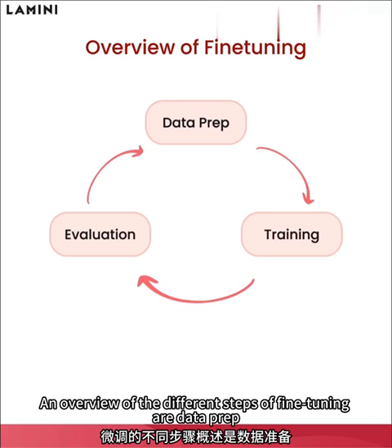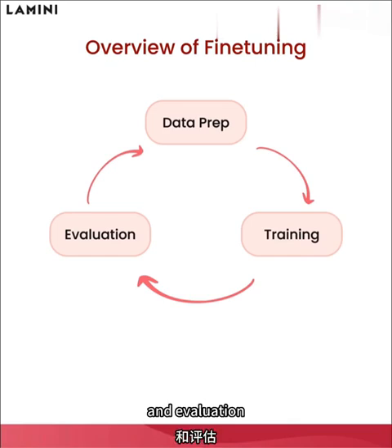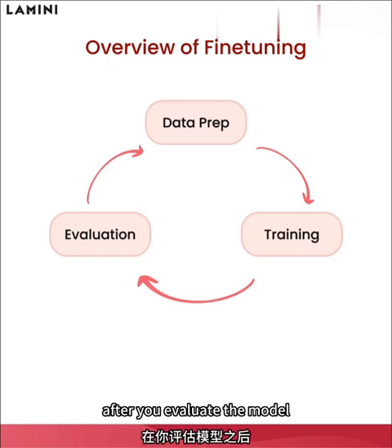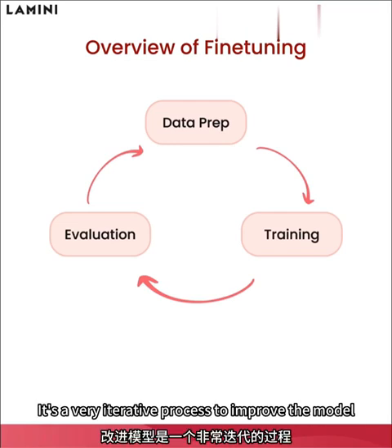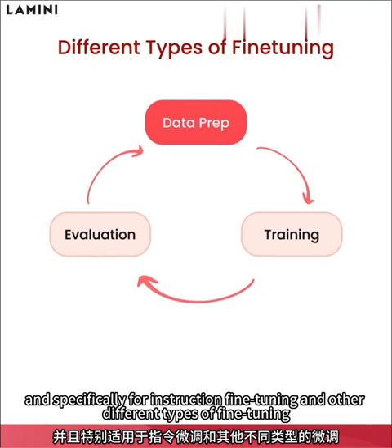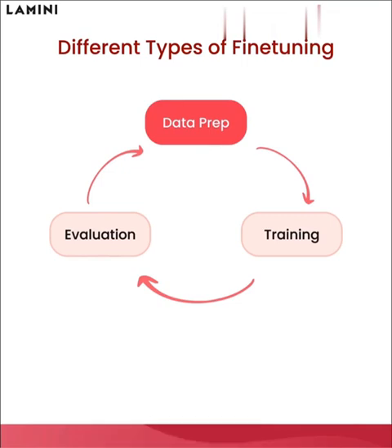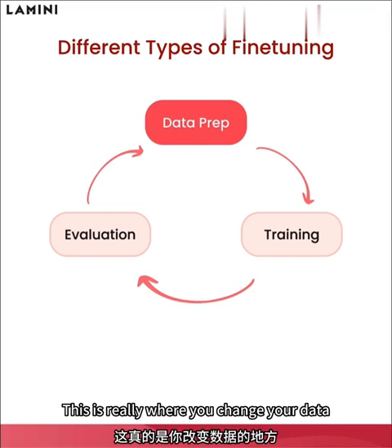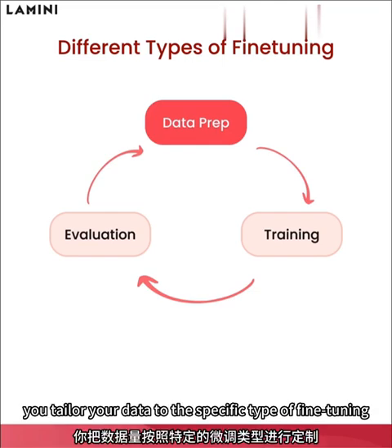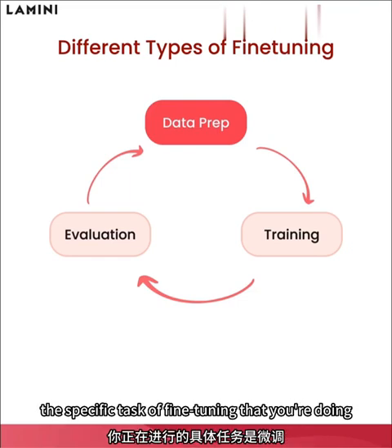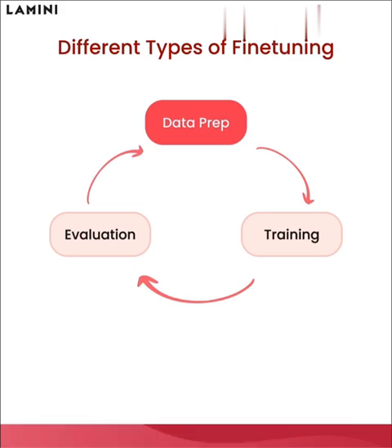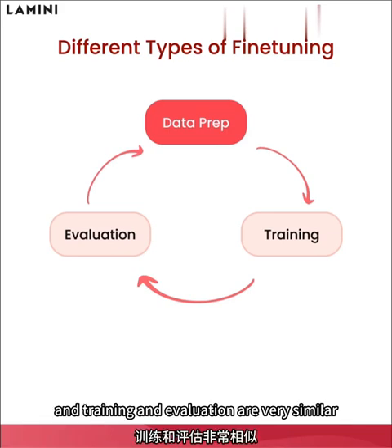So an overview of the different steps of fine-tuning are data prep, training, and evaluation. Of course, after you evaluate the model, you need to prep the data again to improve it. It's a very iterative process to improve the model. And specifically for instruction fine-tuning and other different types of fine-tuning, data prep is really where you have differences. This is really where you change your data, you tailor your data to the specific type of fine-tuning, the specific task of fine-tuning that you're doing. And training and evaluation is very similar.